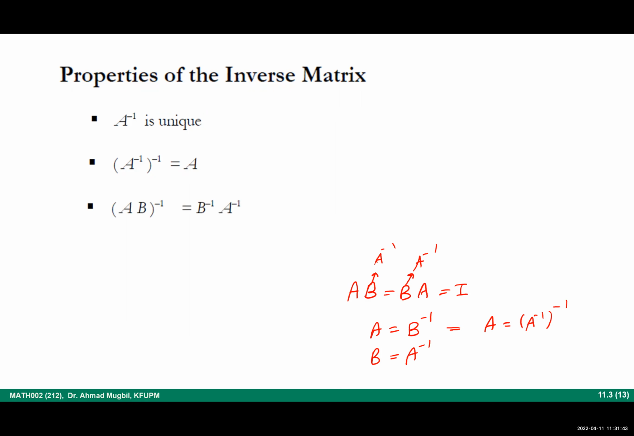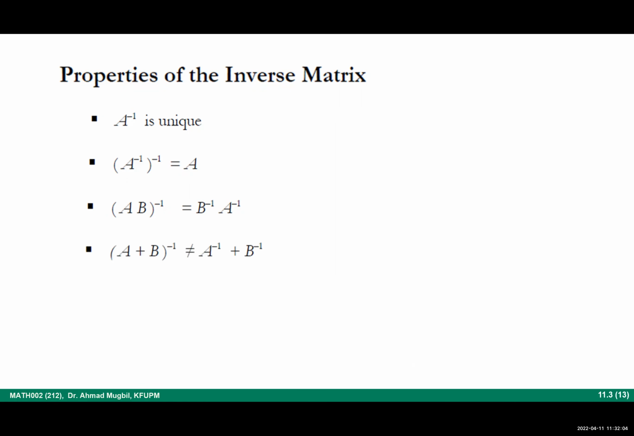The inverse of the product is not just the product of the inverses in the same order. No, in fact, the inverse of the product is the product of the inverses in reverse order. So it will be B inverse A inverse. Be careful about that. And of course, you can prove that in general if you would like to.